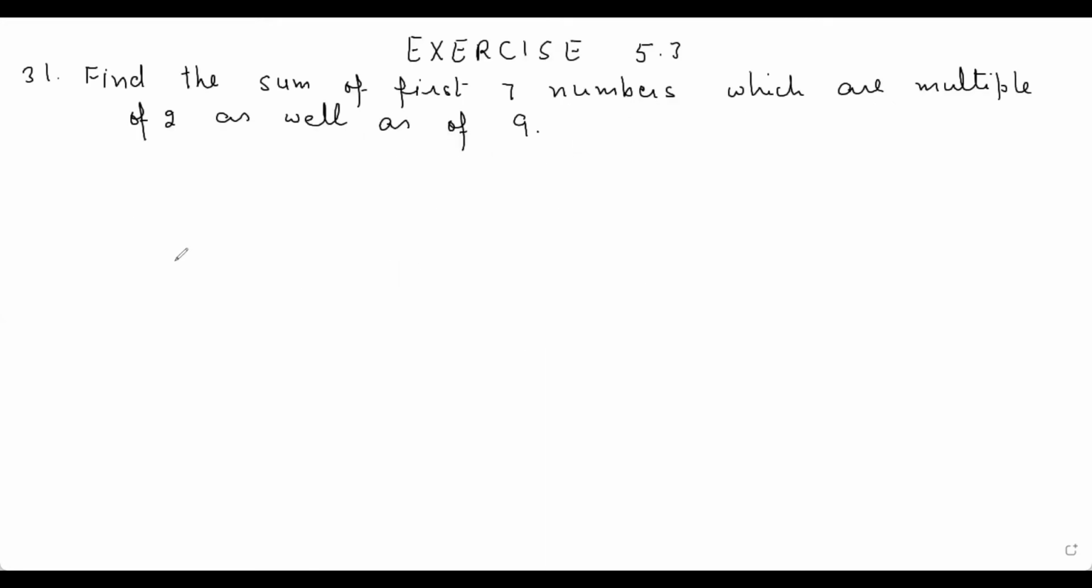Now the 31st question of exercise 5.3 is: find the sum of first 7 numbers which are multiples of 2 as well as of 9. You want to find the sum of 7 numbers, and those numbers should be multiples of 2 as well as of 9. Find the LCM of 2 and 9. Here the LCM is 18. You are to find the multiples of 18. And the multiples of 18 are 18, 36, 54 onward.